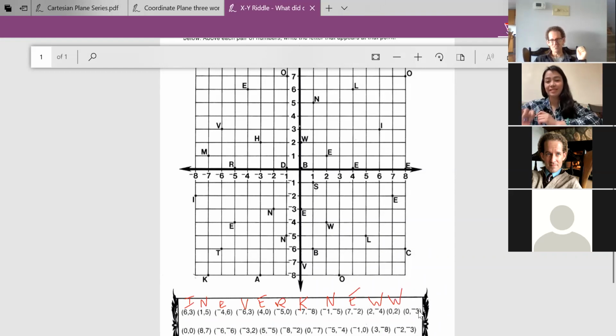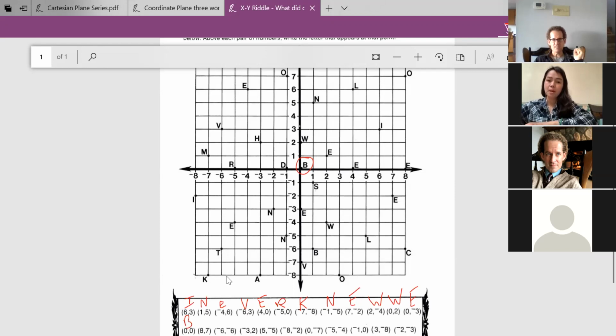And then I have 0, -3. So I'm right here, and I go down 3, and that's an E. I think it says in, ever, new, something. I don't know. We'll see what it says. Then we have 0, 0. And that's called the origin. If it's dead center right here, 0, 0, that's B. So I'm going to put a B right here.